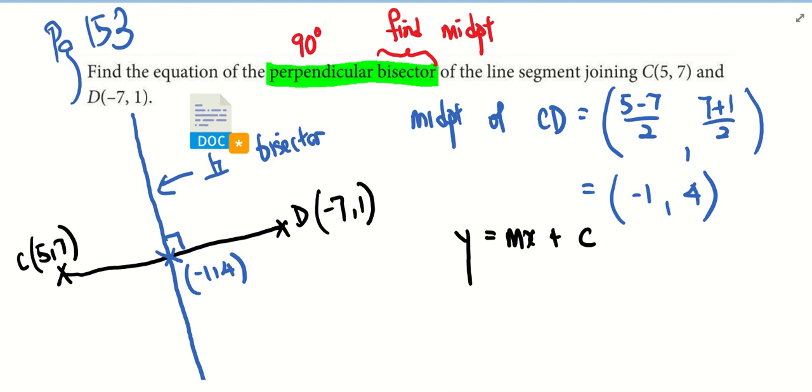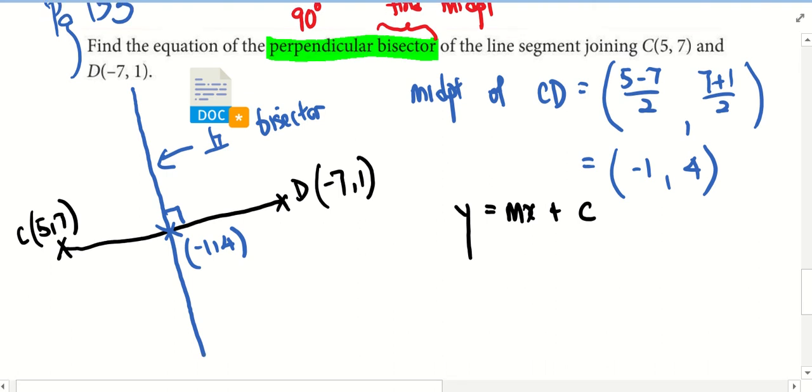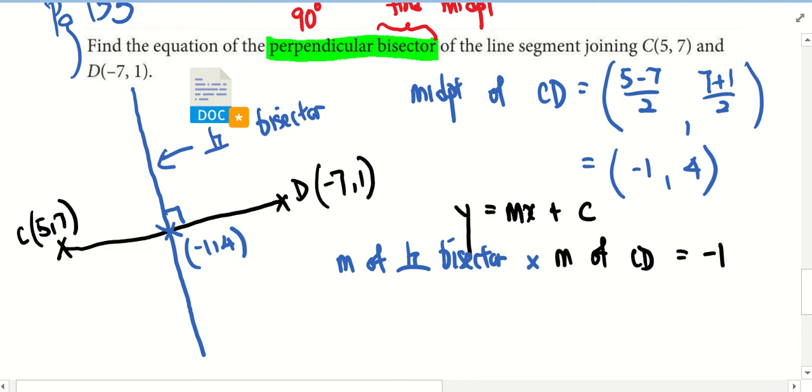But the thing is, because it's perpendicular, I can use the relationship for two lines being perpendicular, meaning the gradient of the perpendicular bisector when you multiply by the gradient of the black line, the product must give us -1. Okay, I'm using what we have learned yesterday as well.